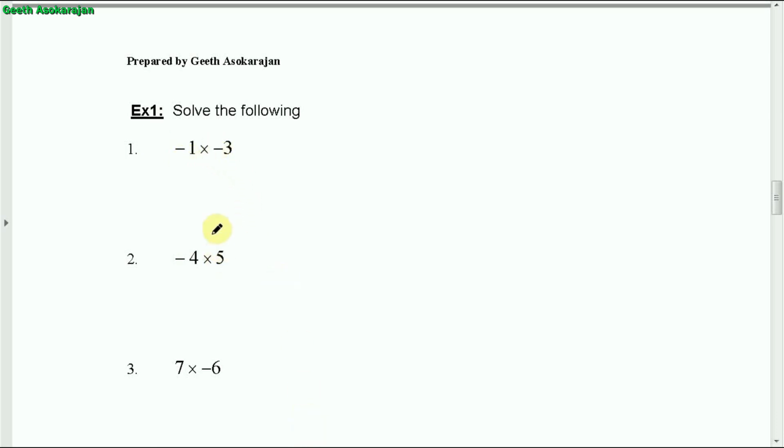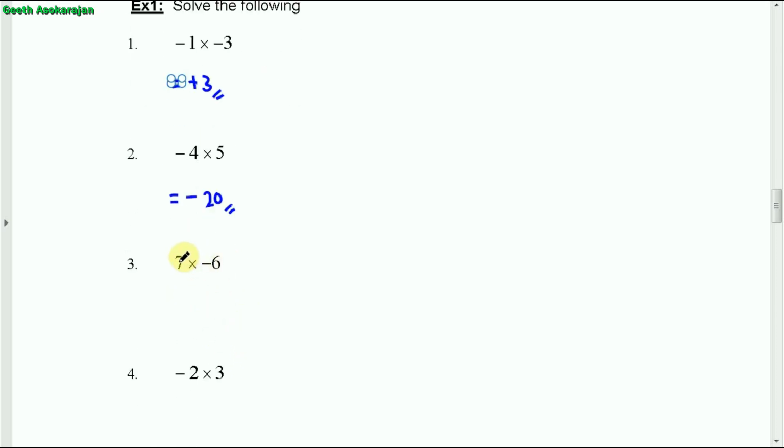Right, for number 1. Minus 1 times minus 3. Two terms of the same sign, minus. So minus times minus is a plus. 1 times 3 is 3. Plus 3 is the answer. For number 2. Minus 4 times 5. I have a minus multiplied by a plus, which is a minus. 4 times 5 is 20. Next one. Plus 7 times minus 6. Plus times minus is a minus. 7 times 6 is 42.